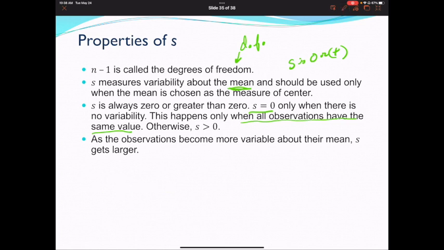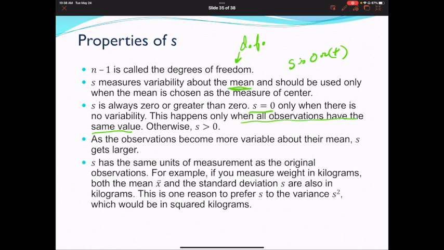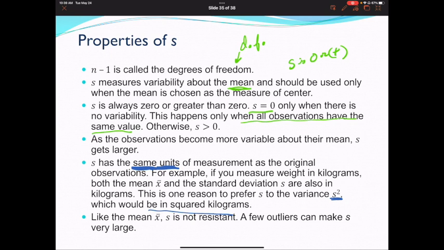Okay, next, S has the same units of measurement as the original observations. So if our data values are in kilograms and our mean's in kilograms, so is the standard deviation. If our mean was in inches, the standard deviation would also be in inches. They have the same units. Same units, key takeaway. Remember, if I'm talking about the variance though, then it's our unit squared.